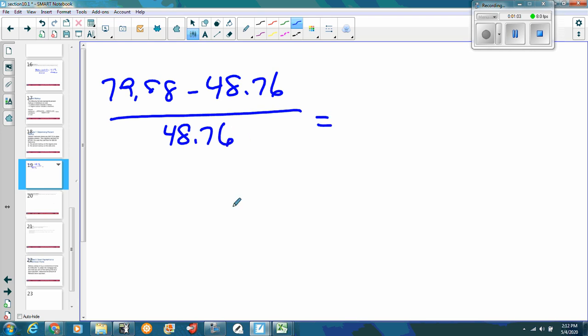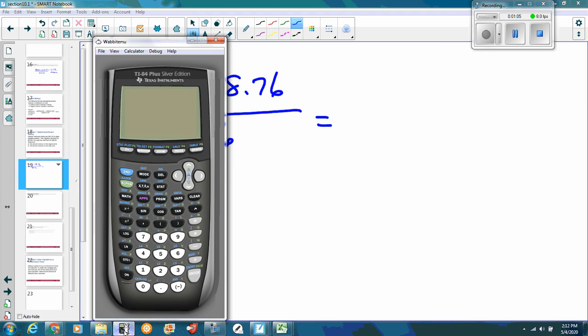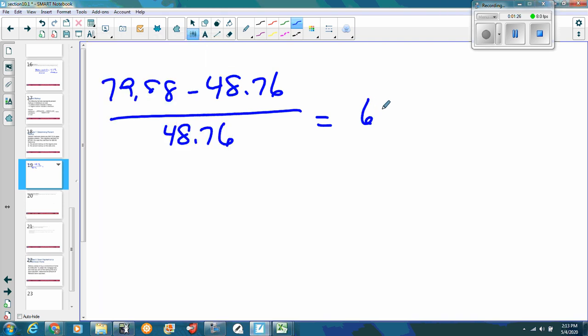So in your calculator, you would have done 79.88 minus 48.76 divided by 48.76 times 100, and I would have 63.8% markup.